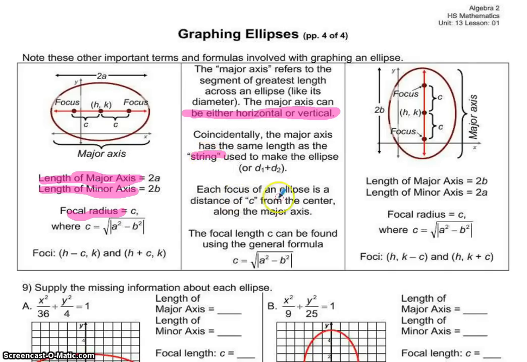Now, each focus of an ellipse is the distance of C from the center along the major axis. And the focal length can be found using this formula. So what I really want you to be familiar with is the terminology. We're going to actually go over this page in depth tomorrow. So go ahead and make sure you work the problems previous to this, and we're going to start here tomorrow.